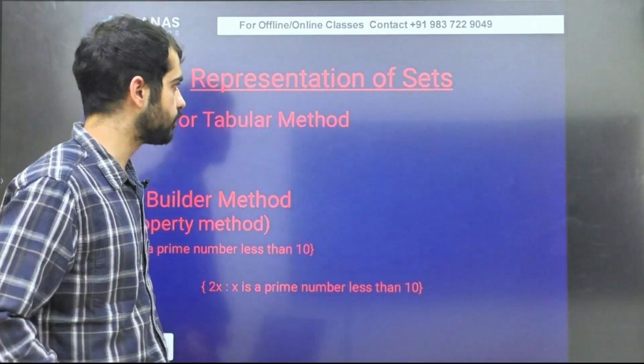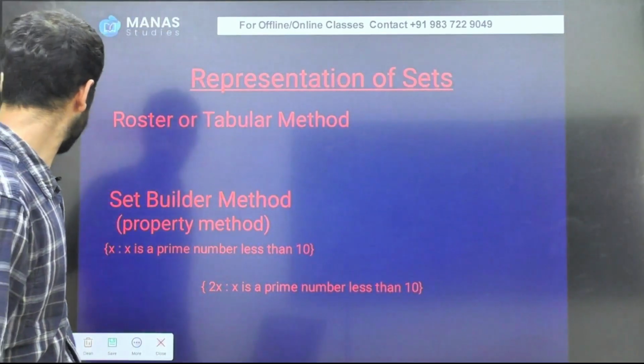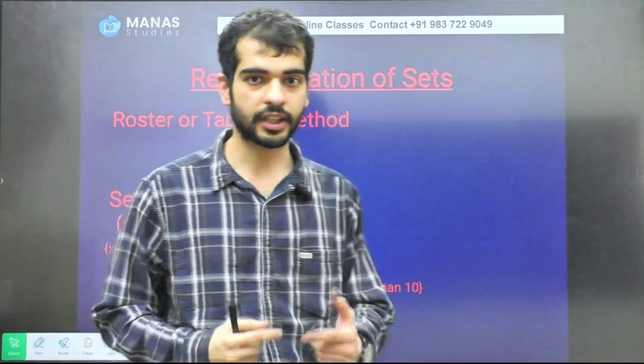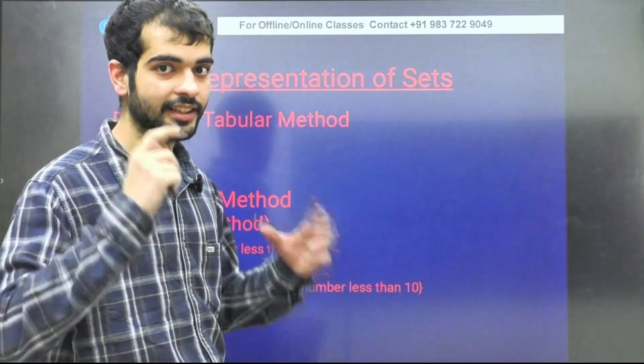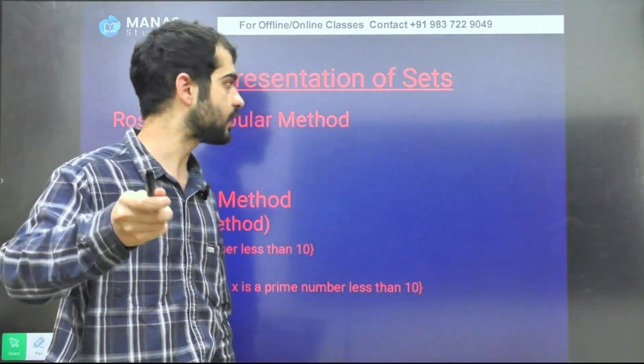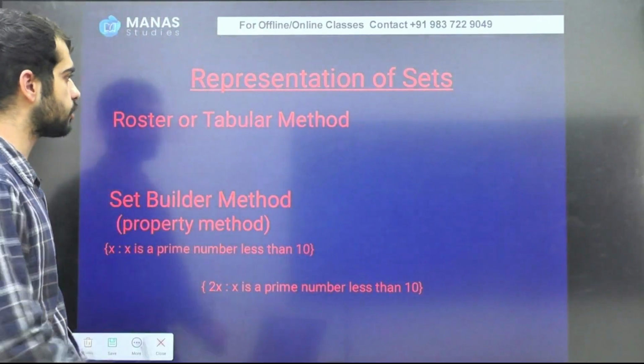Now let's move forward to representation of sets. The most important thing about human civilization is communication. If I'm thinking of a set, then I should be able to communicate that message to the next person as well. So for that we need to write them down.